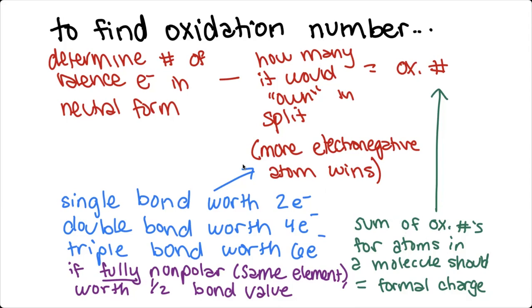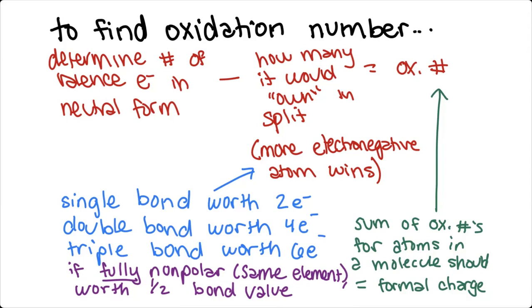How do you determine how many electrons you would own from a split? Well, think about how many electrons are in a bond. If you have a single bond, that's going to be 2 electrons. A double bond, now you've got 4 electrons. Triple, you're up to 6. If it's fully nonpolar, so remember our nonpolar situation, where they were sharing fairly, that would be worth half of the bond value. So instead of 2, you get 1 for a single bond, you get 2 for a double bond, and you get 3 for a triple bond. But really, it's not like you're getting anything, because those are ones that you had before.